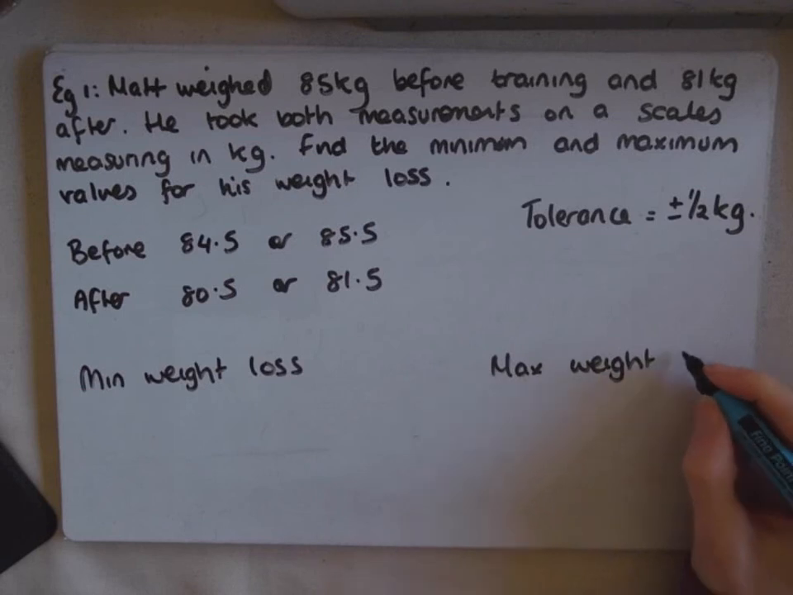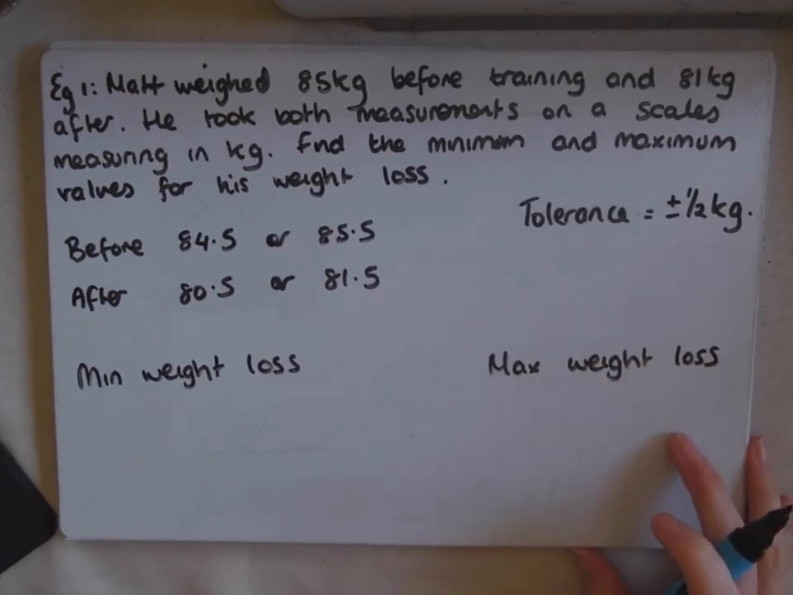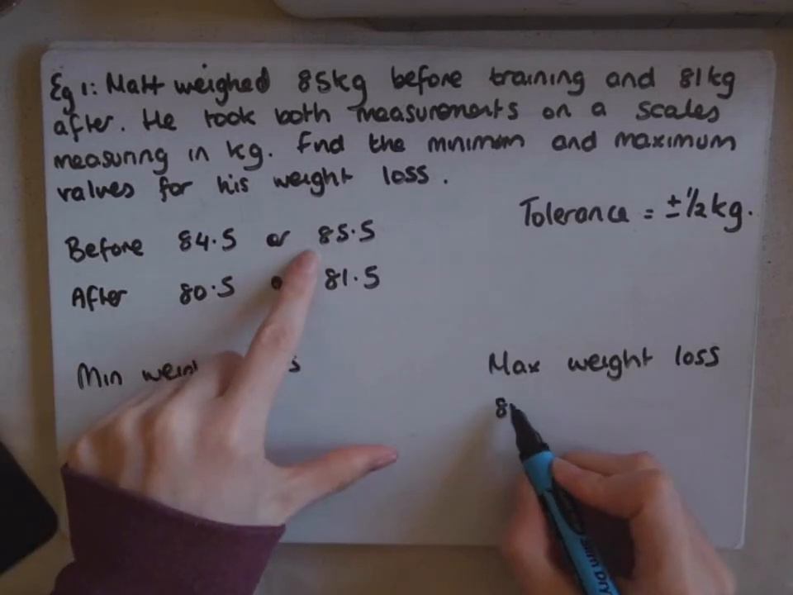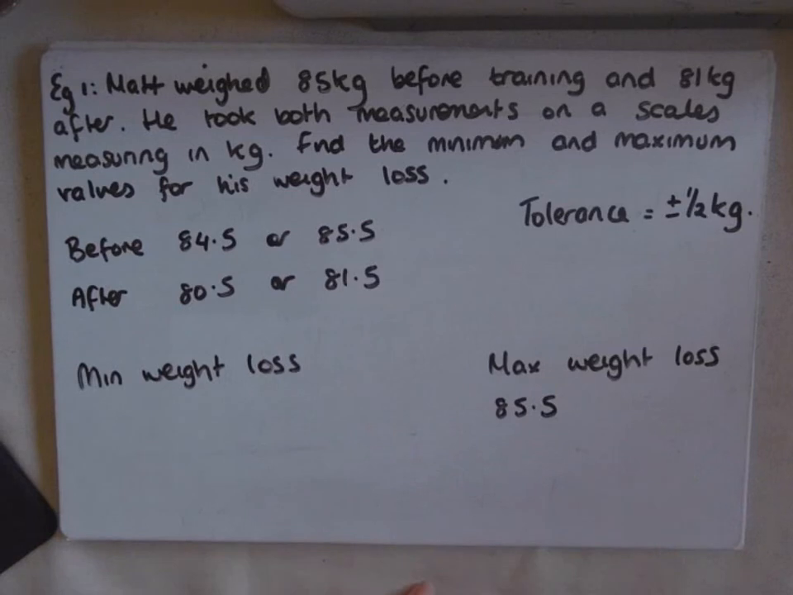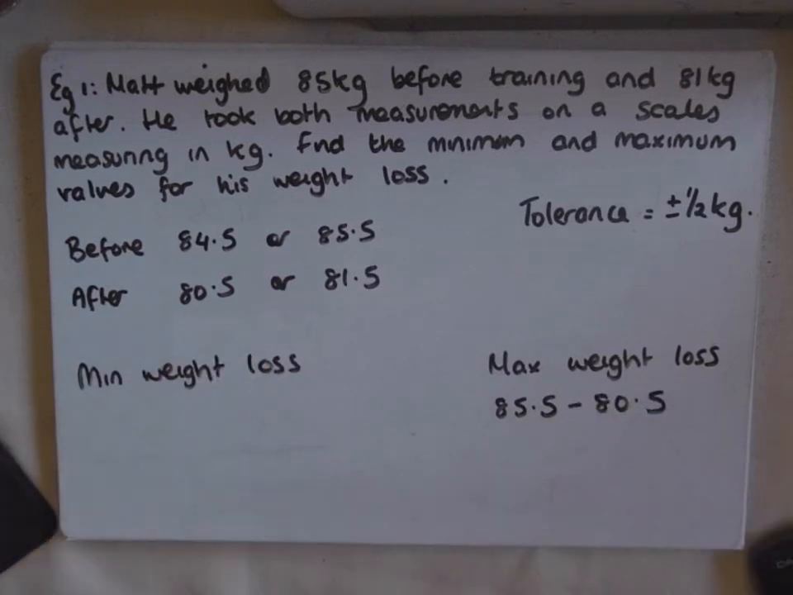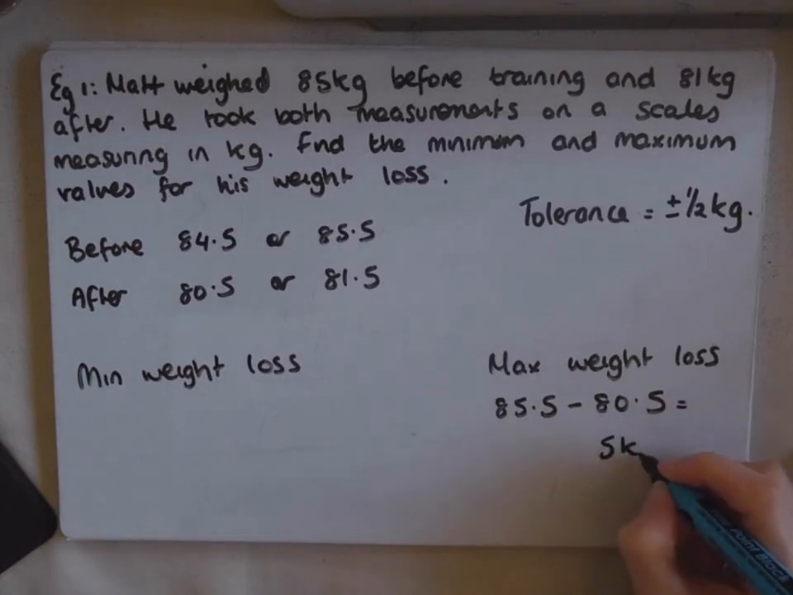Max weight loss. If we're talking about the biggest amount he could have lost, we want him to be heaviest at the beginning and lightest at the end, don't we? Does that make sense? So we'd assume he was 85.5 at the beginning, and after he was his lightest, 80.5. So his max weight loss was 5 kg.